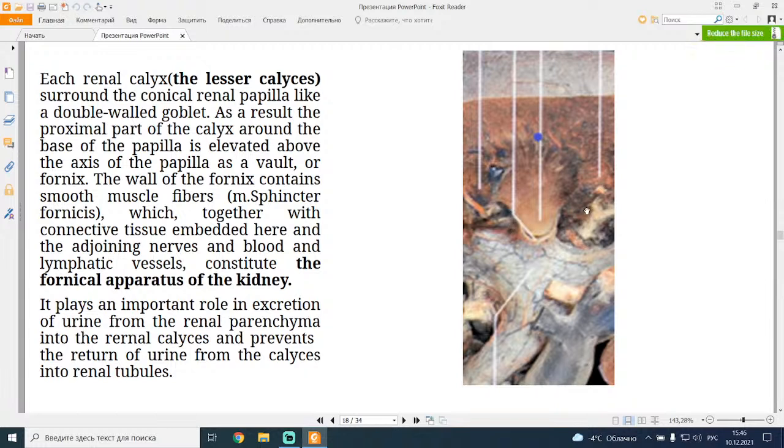It plays an important role in the excretion of urine from the renal parenchyma into the renal calyces and prevents the return of urine from the calyces into the renal tubules. This is the fornical apparatus of the kidney. Pelvis renalis.